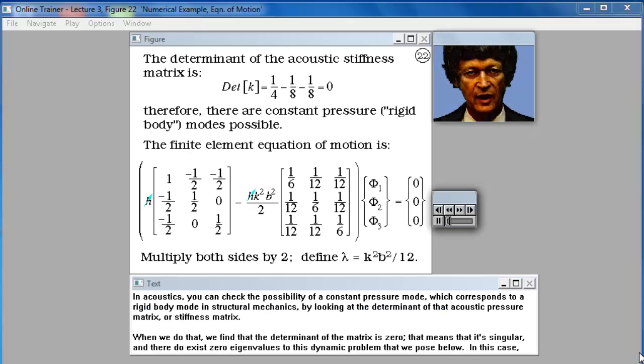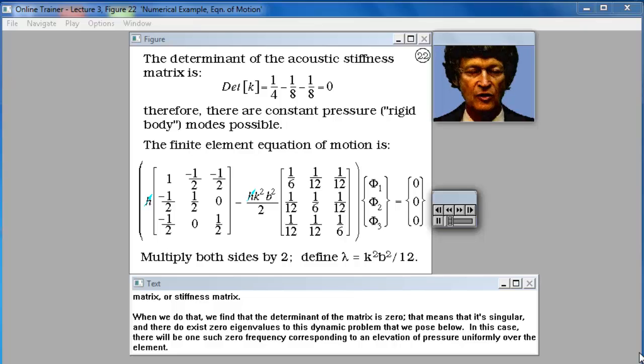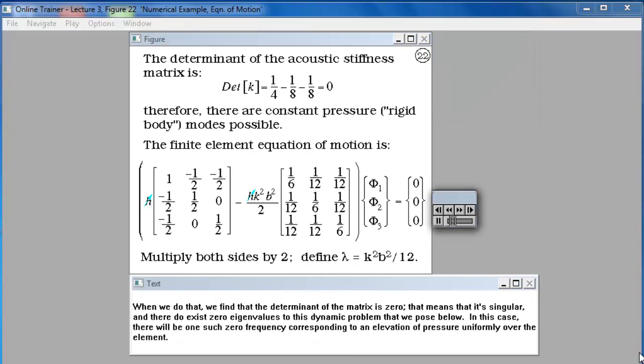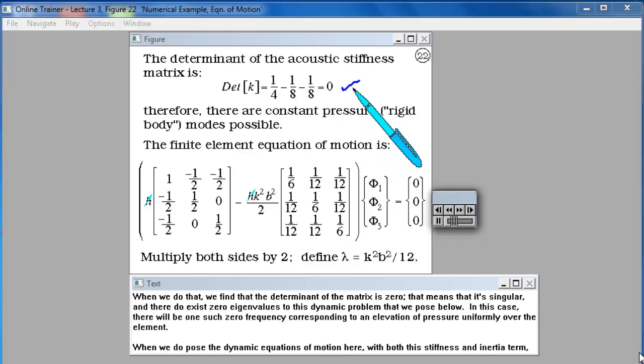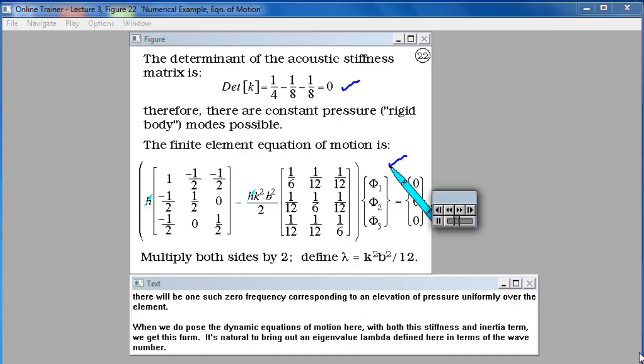In acoustics, you can check the possibility of a constant pressure mode, which corresponds to a rigid body mode in structural mechanics, by looking at the determinant of that acoustic pressure matrix or stiffness matrix. When we do that, we find that the determinant of the matrix is 0. That means it's singular, and that there do exist 0 eigenvalues to this dynamic problem that we pose below. In this case, there will be one such 0 frequency corresponding to an elevation and pressure uniformly over the element.